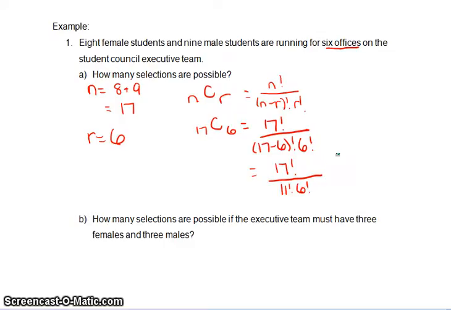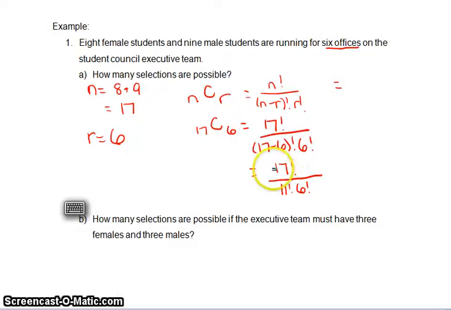From here, once again, you can put this into your calculator, or one thing that we can do, applying from last section, is simplify this 17 factorial to look like 11 factorial and then cancel out those common terms. If you want to, put this into your calculators, but if not, I'm going to show you this other method of simplifying.